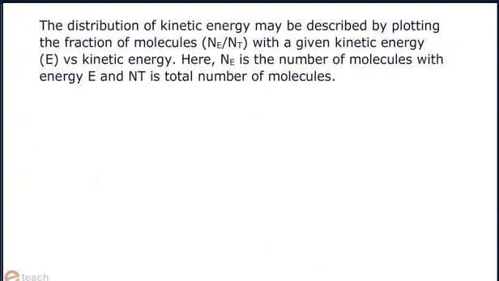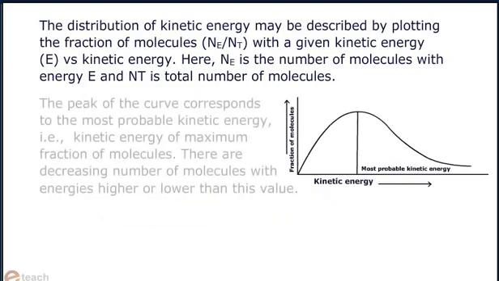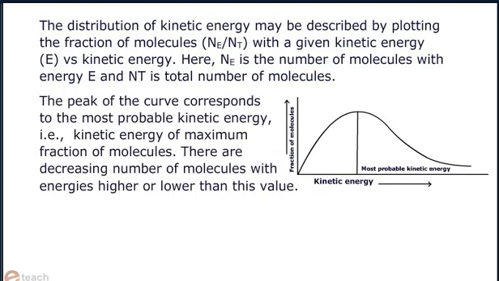The distribution of kinetic energy may be described by plotting the fraction of molecules, that is Ne by Nt, with the given kinetic energy, that is E, versus kinetic energy. Here, Ne is the number of molecules with energy E and Nt is the total number of molecules. The peak of the curve corresponds to the most probable kinetic energy, that is the kinetic energy of the maximum fraction of molecules. There are decreasing numbers of molecules with energies higher or lower than this value.